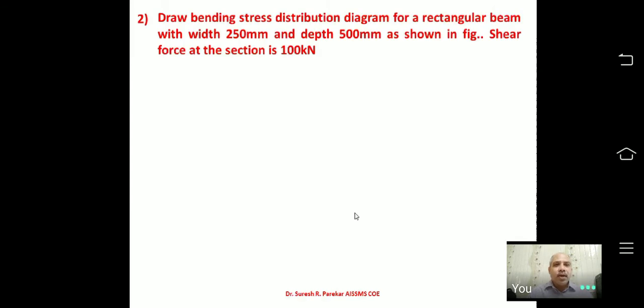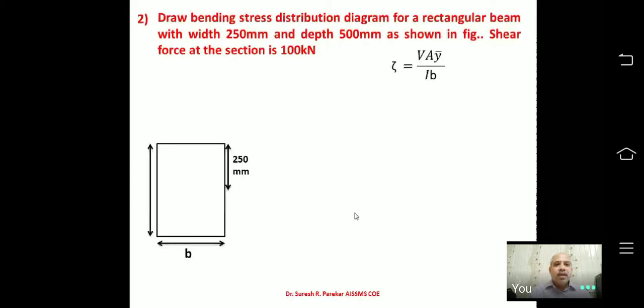Now we will switch over to the second problem. In the second problem, we have to draw the shear stress distribution, not bending stress. So, draw the shear stress distribution diagram for a rectangular beam with width 250 millimeter and depth 500 millimeter as shown in the figure. Shear force at this section is 100 kilonewton. Now you can see this diagram is given. 250 will be the distance from the neutral axis. Overall depth is given as 500 millimeters, so above the neutral axis we have 250 millimeter.